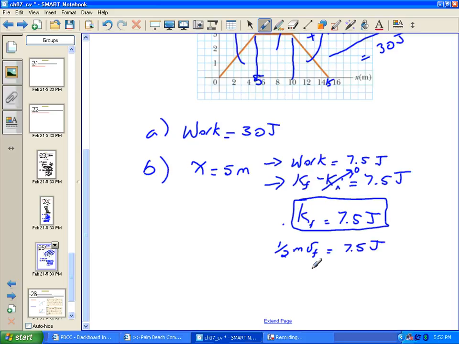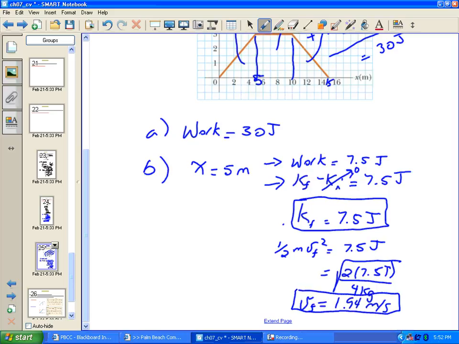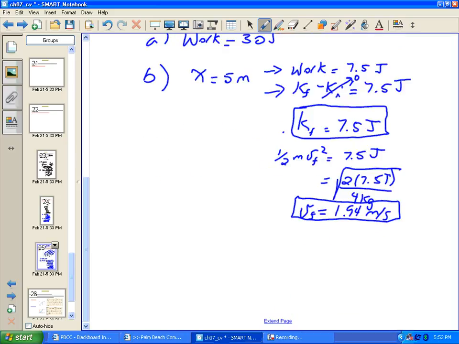Once we obtain the final kinetic energy, it's very straightforward to obtain the final velocity, since V final squared will equal the final kinetic energy multiplied by 2, divided by the mass of the particle, which is 4 kilograms. Here we're solving for V final. We have a square here that we forgot. Square root. That gives us a value of 1.94 meters per second. So when the particle reaches the position x equals 5 meters, it has 7.5 joules of kinetic energy, and its speed is 1.94 meters per second.